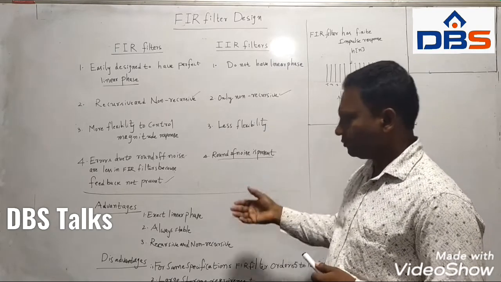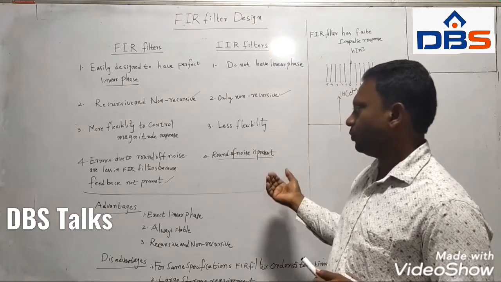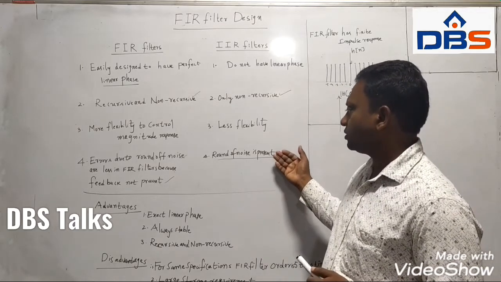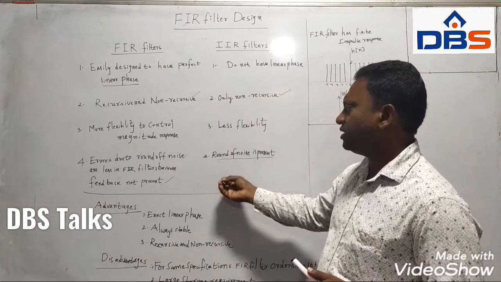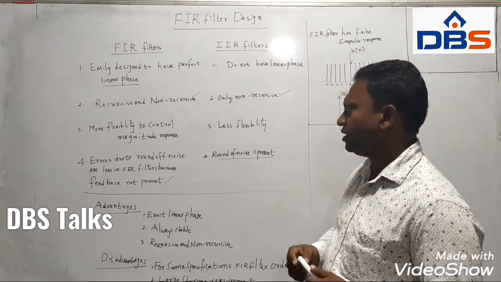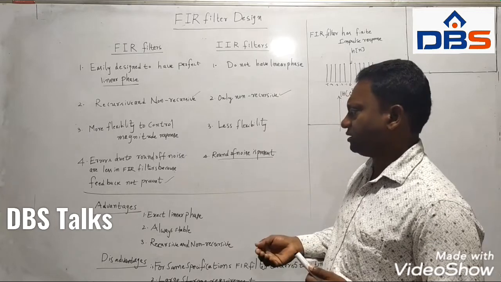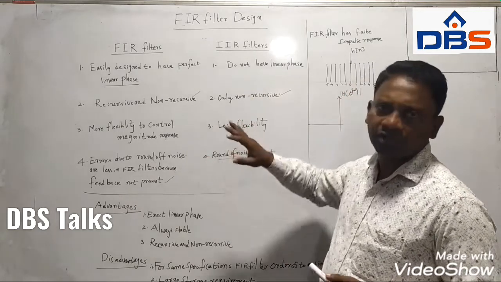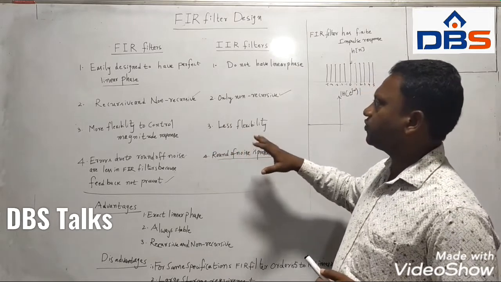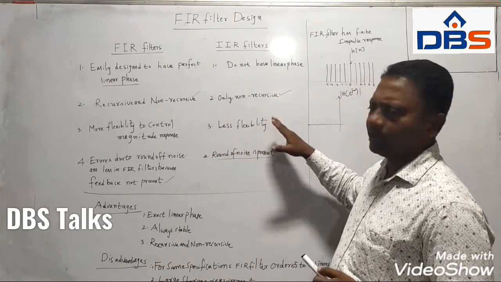That is why it depends on the output. That is why the feedback, the noise, is present here, and even if it is present there, it is less. It is less in the FIR filter design. So these four are the important differences between FIR filters and IIR filters.